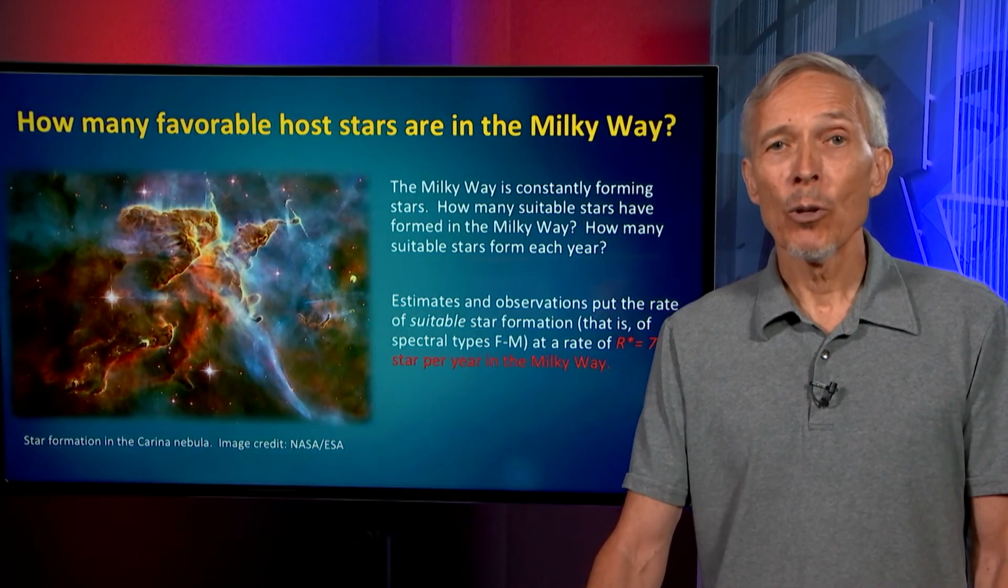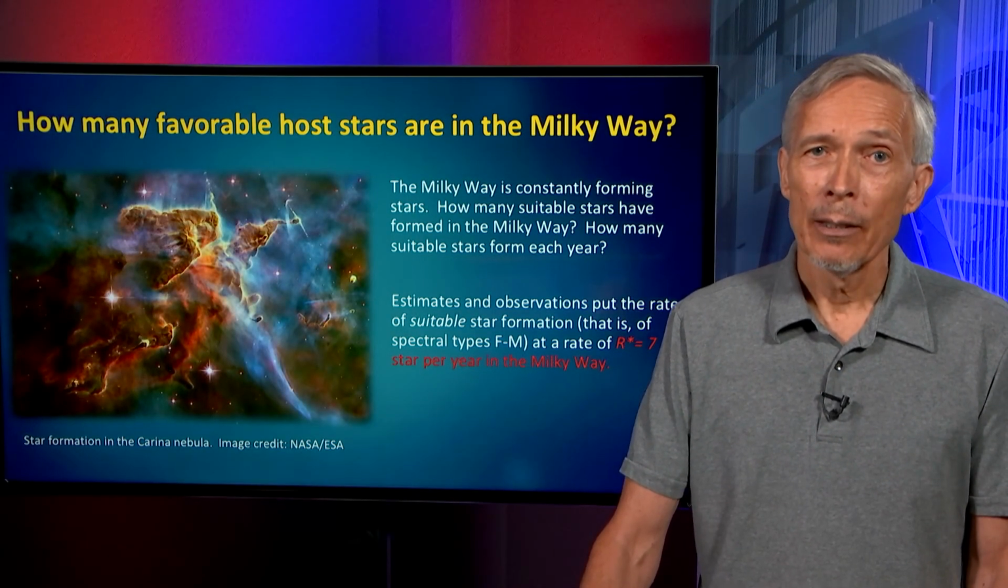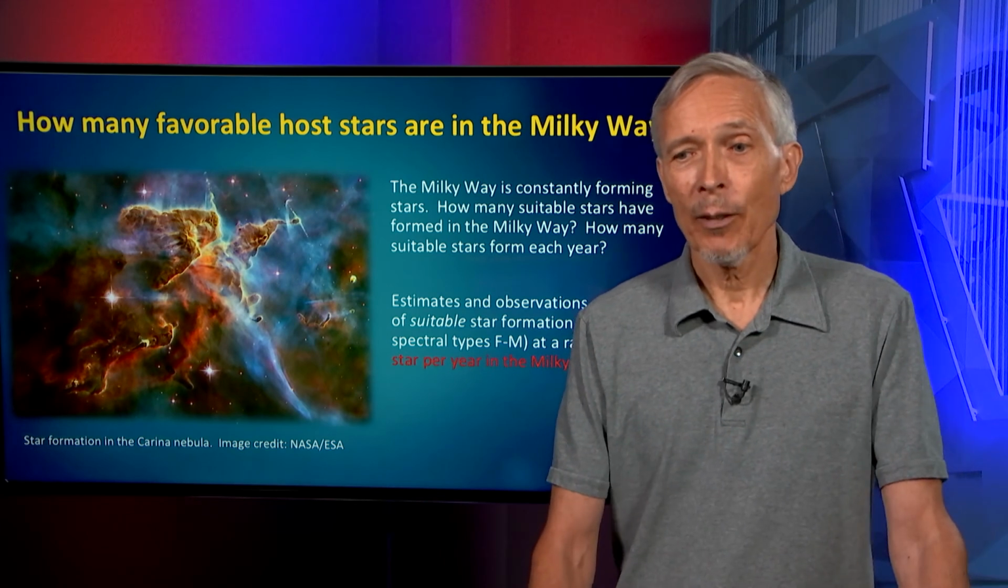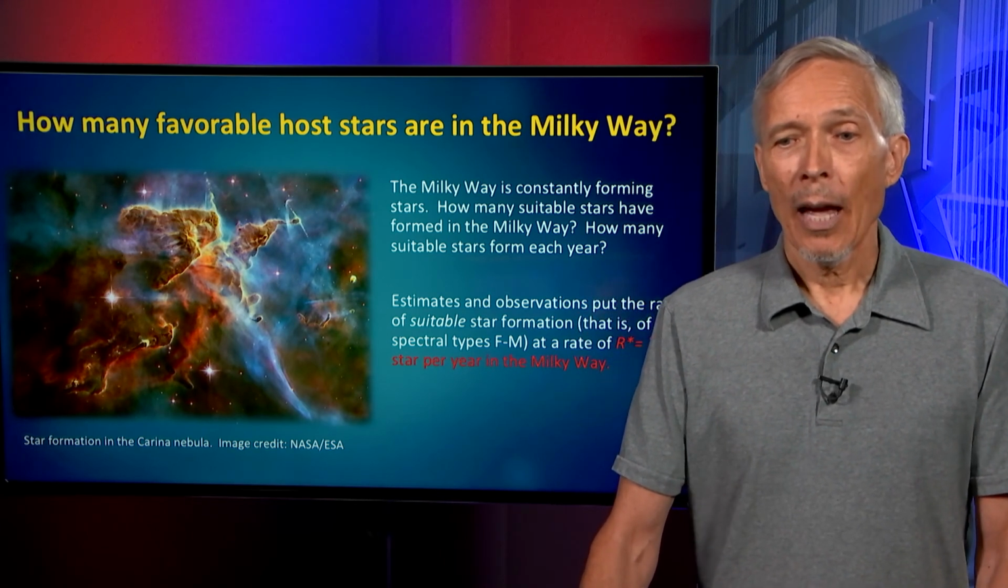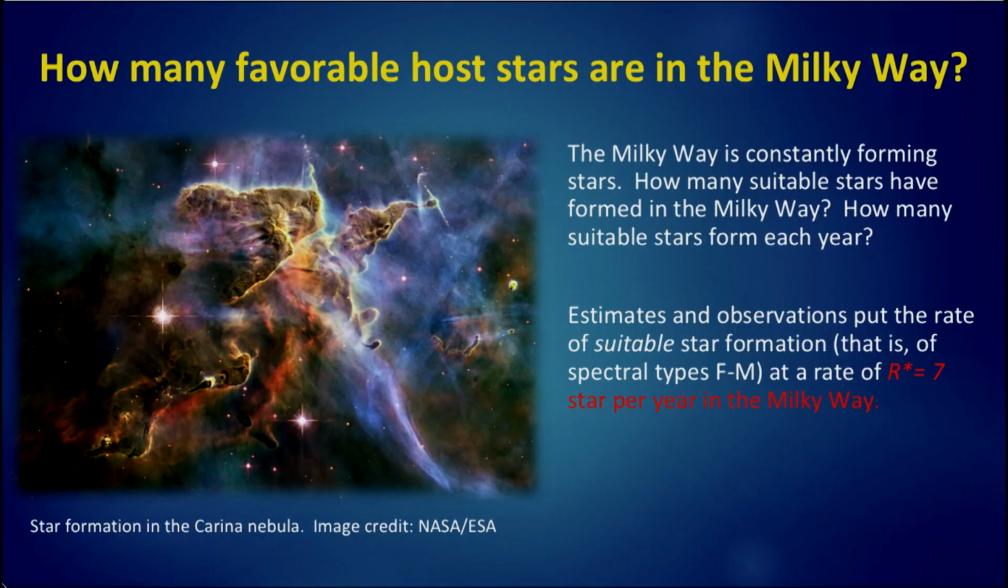How many favorable host stars are there in the Milky Way? Well, our galaxy is constantly forming new stars. And the best estimate of that star formation rate is that there are about 7 new stars per year in the Milky Way in the sweet spot, or the range of mass and lifetime suitable for the hosting of life. That's not very many as a number per year, but averaged over hundreds of millions of years, it's billions of new sites for life on interesting time scales.